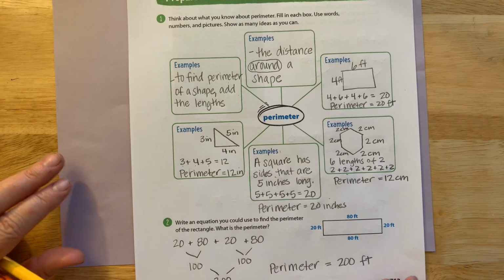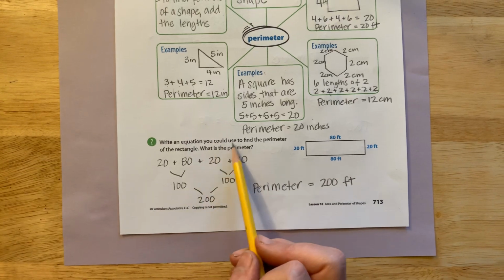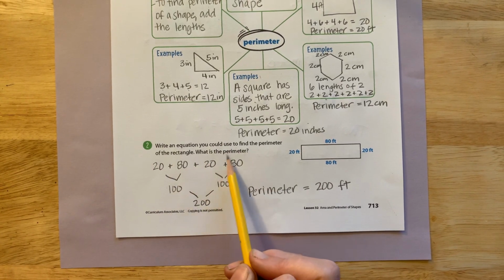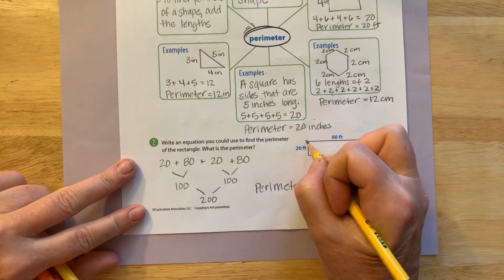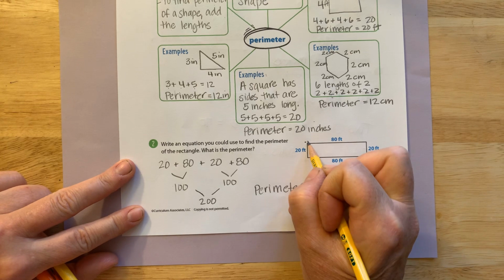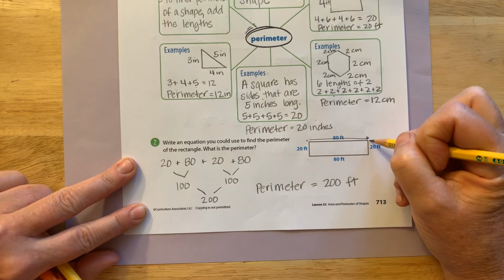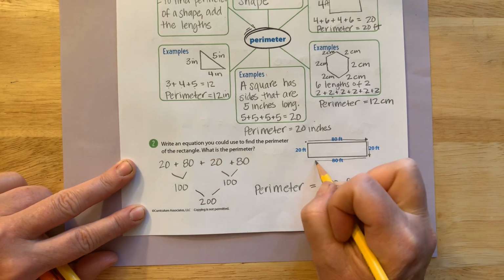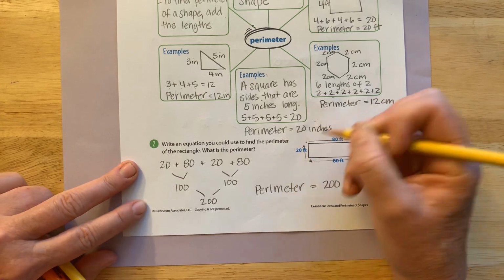Okay, let's look at number 2. Write an equation you could use to find the perimeter of the rectangle. What is the perimeter? Well, remember, perimeter goes around. You should have found 200. If you didn't find 200, let's go back and label the picture. Remember, we have to go all the way around the shape. If drawing the arrows helps, then go ahead and draw the arrows. It kind of helps us remember.